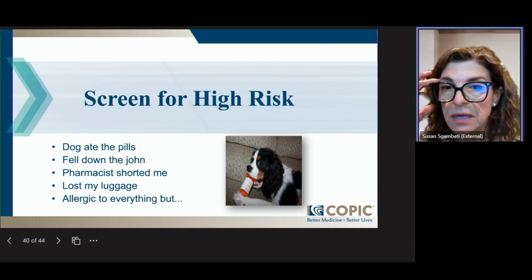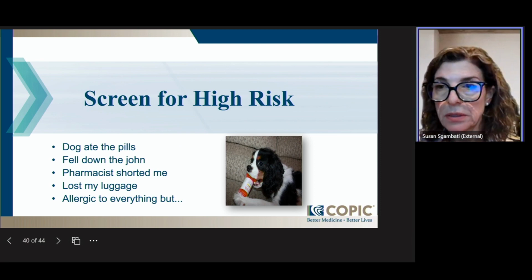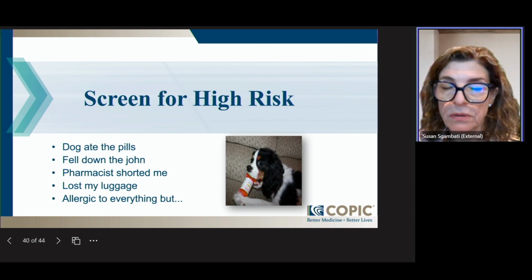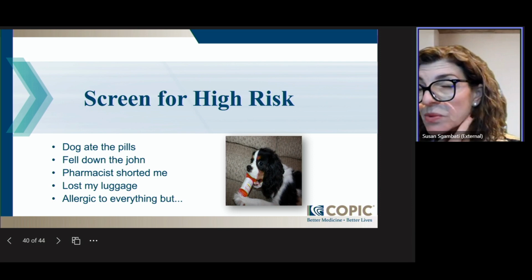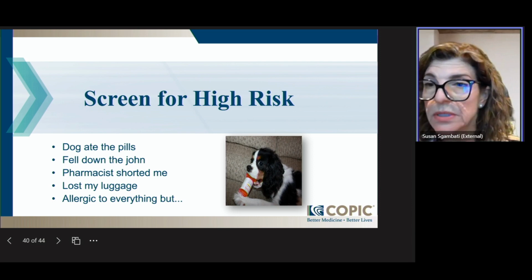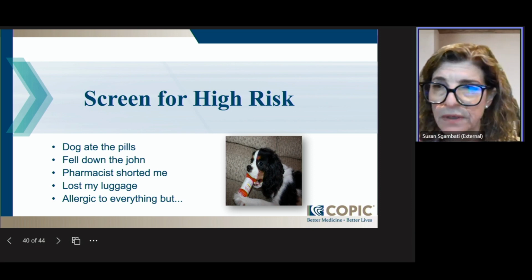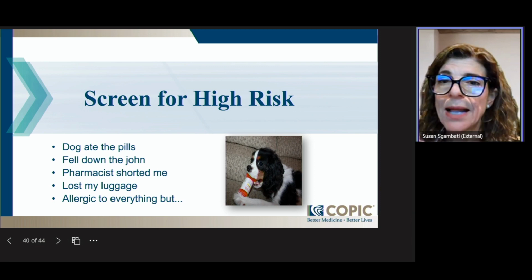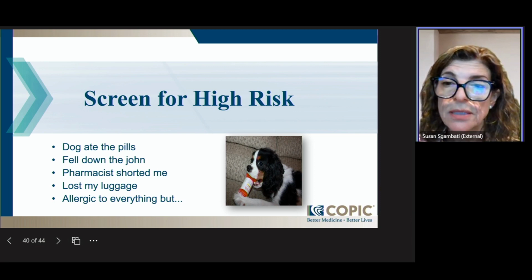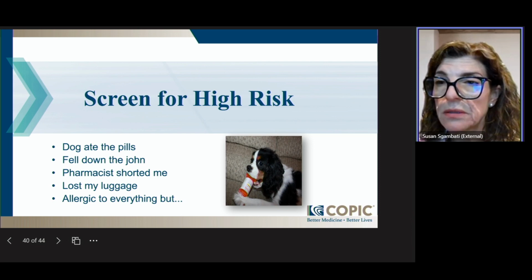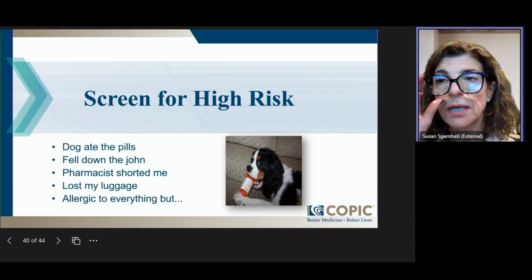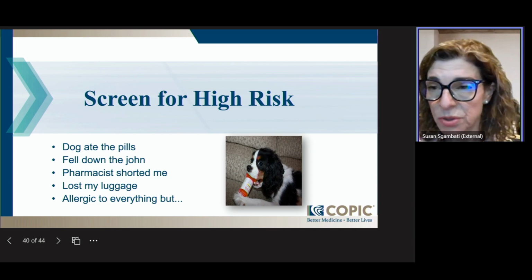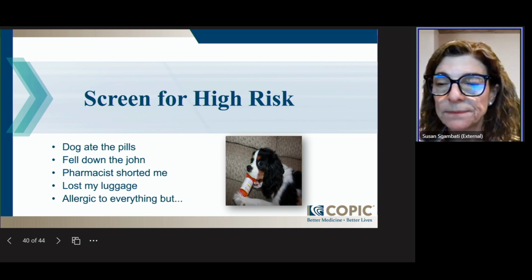Screen for the high risk. I know we've all heard these excuses before, right? But when you hear it, go a step further and say, have you ever had a problem with this? Do you have stuff at home? You can mention a toxicology screen. That makes people bristle, even if you don't intend to do it. It does tend to, if they know what you're talking about, you have a problem.